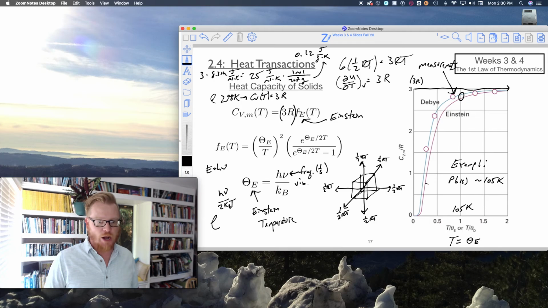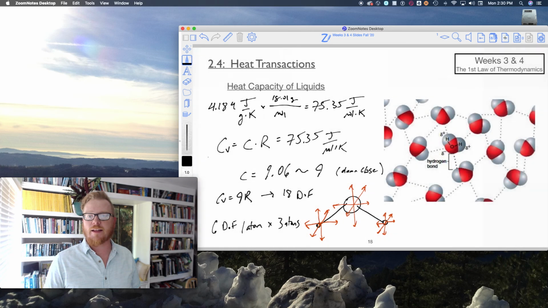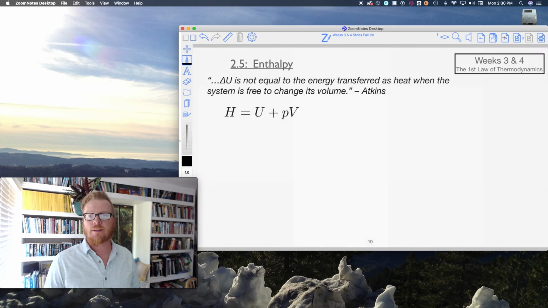For solids, 3R. 3R for the heat capacity. And that is, of course, above the Einstein temperature, right? And then for gases, 3/2 R for monatomic gas, 5/2 R for linear molecule, 3R for nonlinear molecule heat capacities, okay? I think that's a pretty good place to end it.